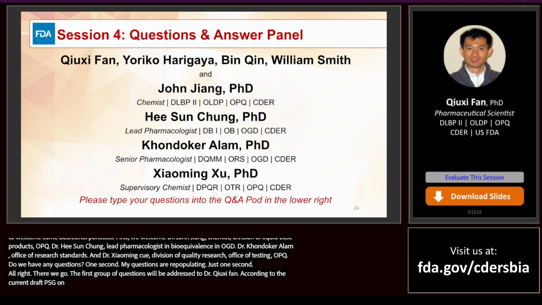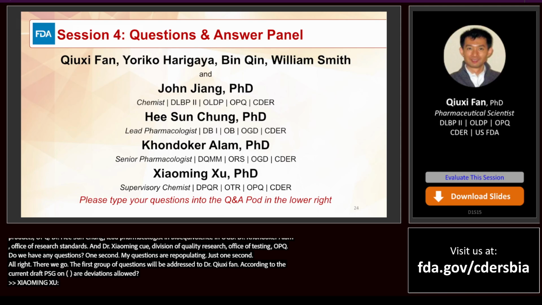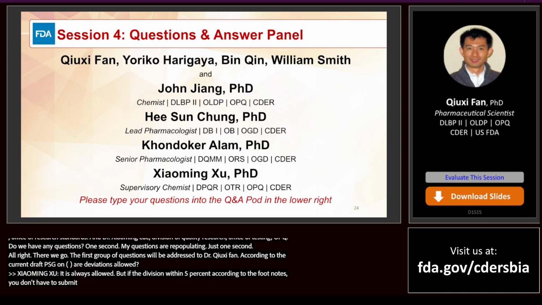Thanks for the question. That's a good question. It is always allowed, but if the deviation is within 5%, according to the footnotes, you don't have to submit the in vivo BE study. If it's higher than 5%, well, you have to submit an extra in vivo BE study. Hopefully this answers the question.